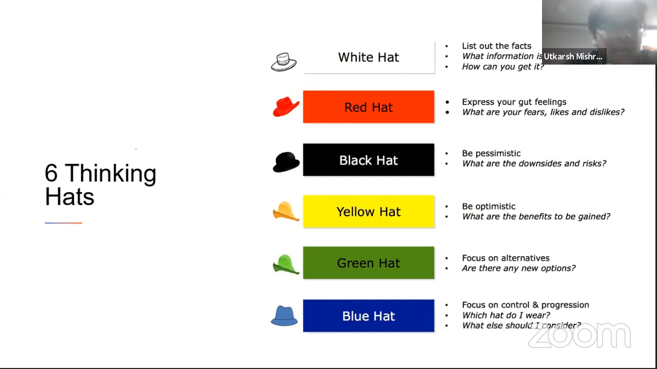Then comes the black hat. Black hat is the most pessimistic one, but I like it most because this gives us the idea of denying everything. This hat gives us the possibility of seeing beyond the solution. It gives us the chance to see the downsides and risks of any solution that we propose. And this gives us the opportunity to think more and analyze more any problem that we are solving.